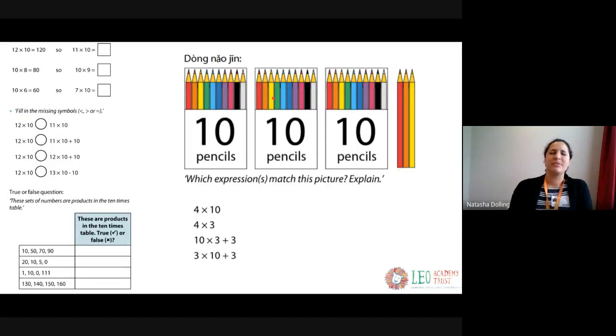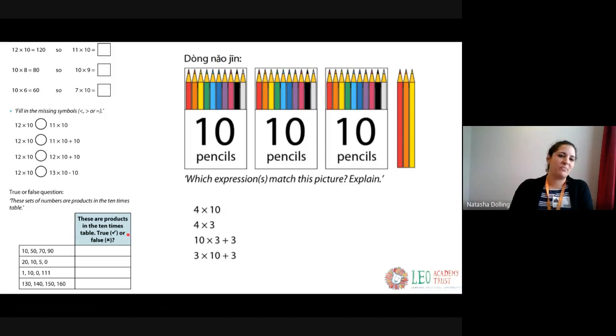In the NCTM materials, they have something called Dong Nao Ching, which I think is from Shanghai, but I could be corrected. Essentially, it means challenge or depth or think differently. They always have these for each times table for thinking a little bit more deeply about the question. So here we've got which expressions match this picture, explain. There we've got a little bit of understanding of commutativity, of grouping, a bit of the distributive law as well. And that explanation of why does this match it? Why does 4 times 3 not match this picture? Why is the 3 not in this picture?